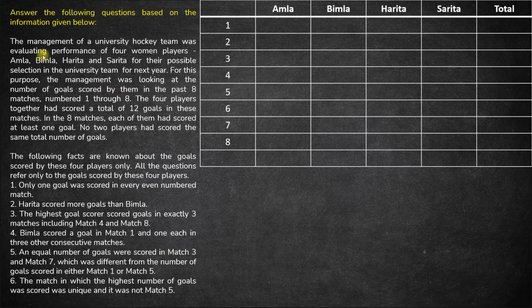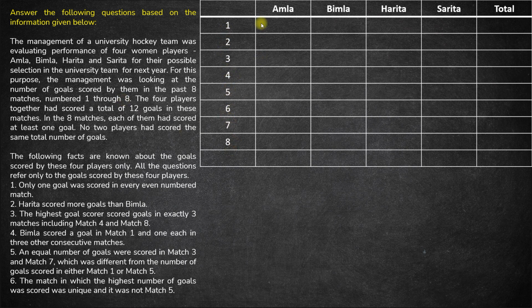Hi. In this set, we have the management of a university hockey team evaluating the performance of 4 women players, A, B, H and S, for possible selection in the university team for the next year. For this purpose, the management was looking at the number of goals scored by them in the past 8 matches, numbered 1 through 8.